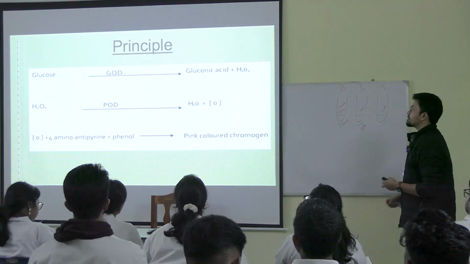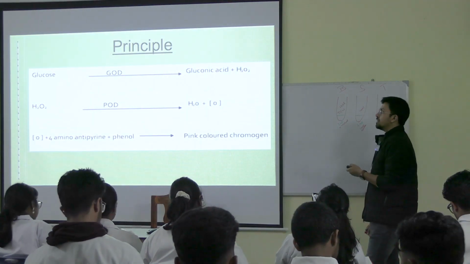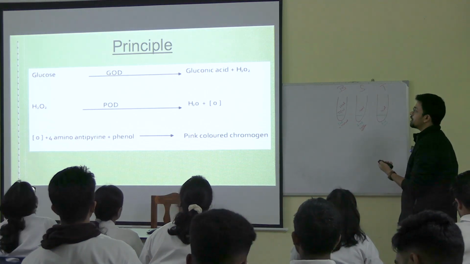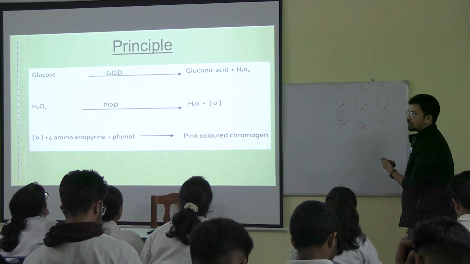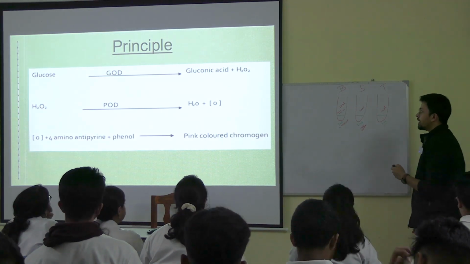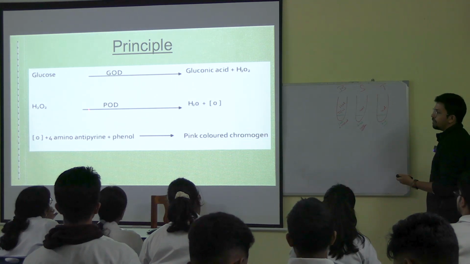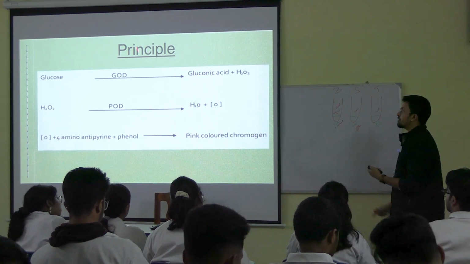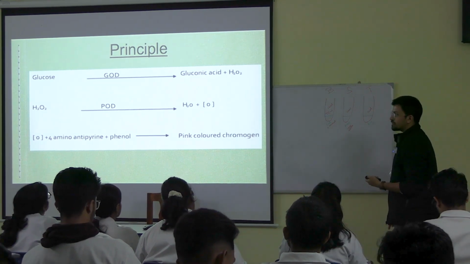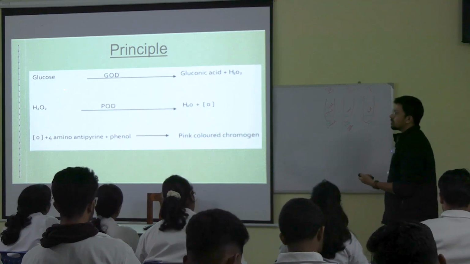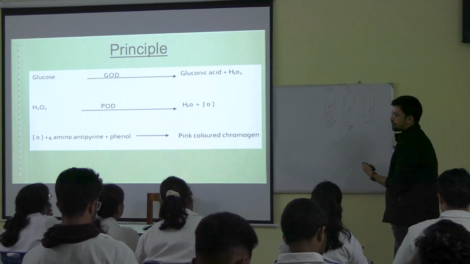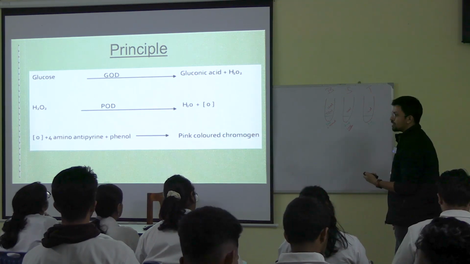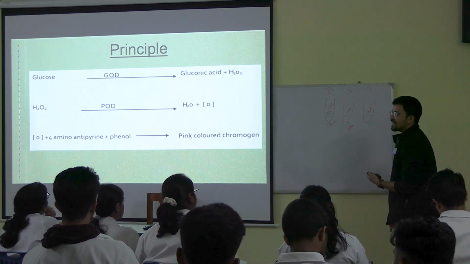First of all, glucose is getting oxidized by the glucose oxidase. After the oxidation, glucose is converted into gluconic acid and hydrogen peroxide, H2O2, is formed. Now hydrogen peroxide is getting oxidized by the peroxidase. That is the composition of the reagent: in the enzyme reagent there was GOD, the glucose oxidase, and peroxidase. The glucose oxidase oxidizes the glucose into gluconic acid and hydrogen peroxide. Then the hydrogen peroxide is acted on by the peroxidase, forming H2O, that is water, and O, which is nascent oxygen.